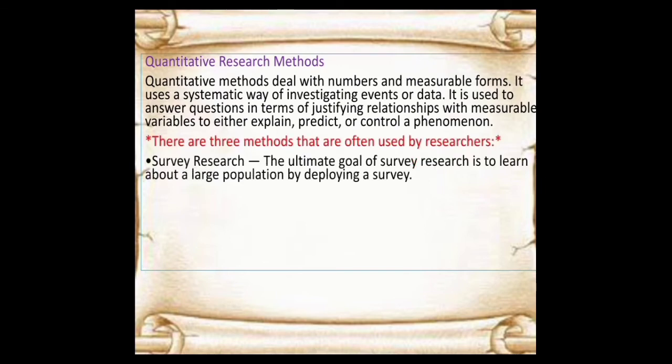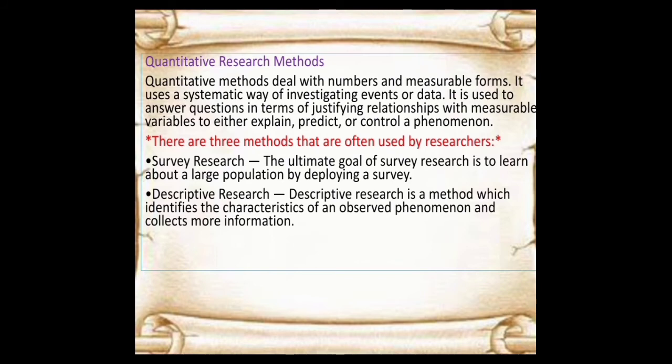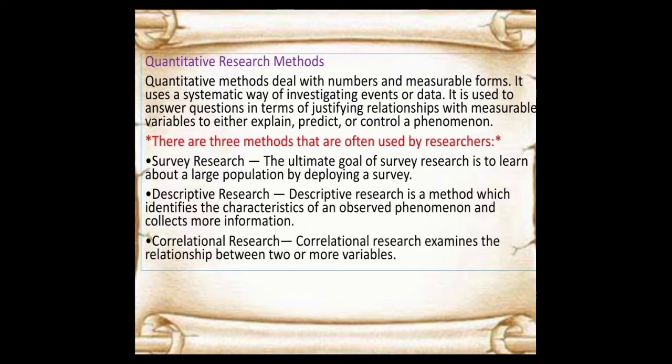Survey research. The ultimate goal of survey research is to learn about a large population by deploying a survey. Descriptive research. Descriptive research is a method which identifies the characteristics of an observed phenomenon and collects more information. Correlational research. Correlational research examines the relationship between 2 or more variables.